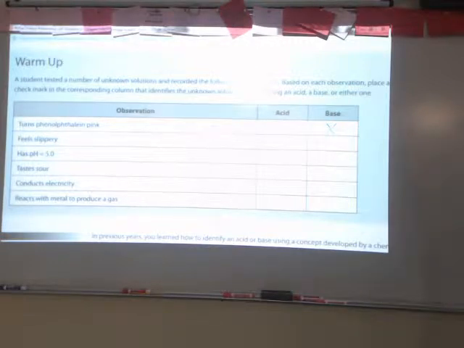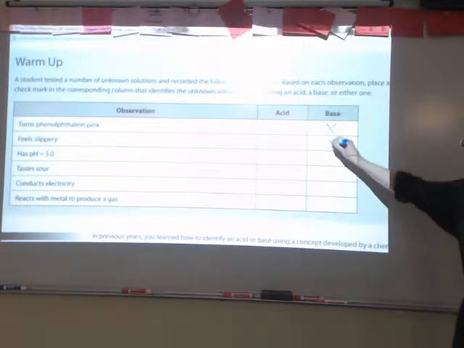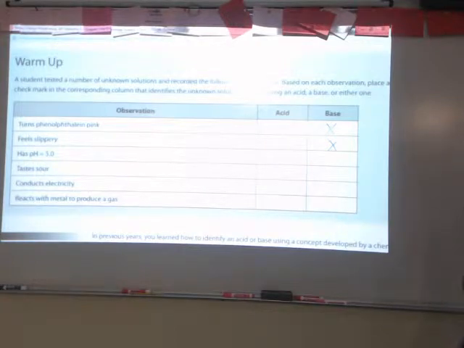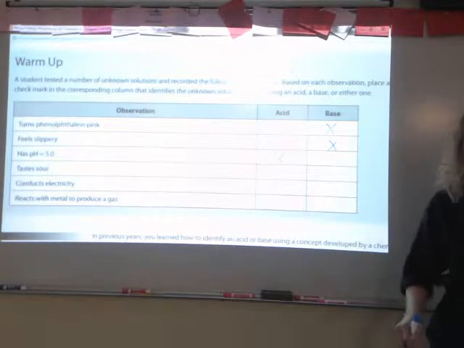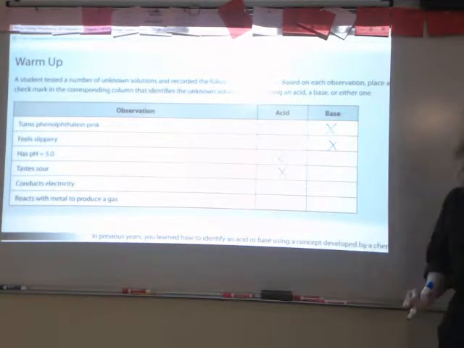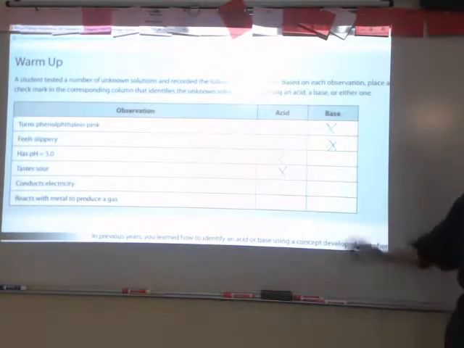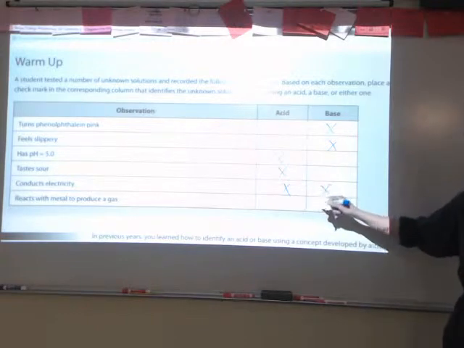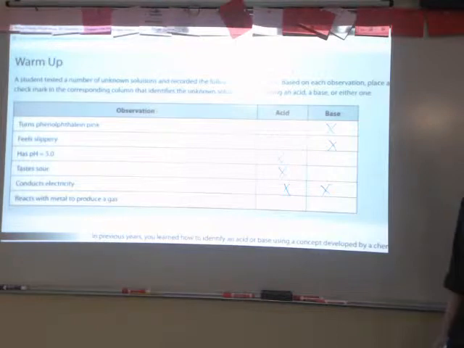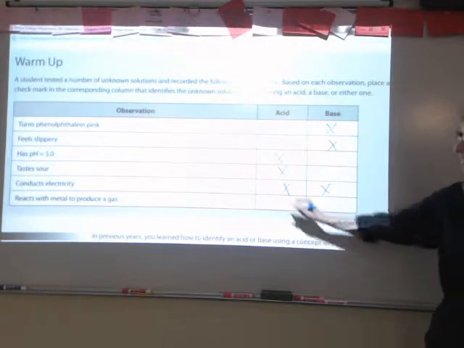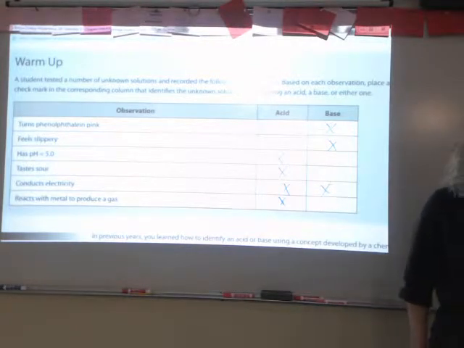Feels slippery. Base. Has a pH of 5. Acid. Tastes sour. Conducts electricity. Both. Yeah, because both of them have freely moving ions. Strong acids and strong bases are 100% ionized in solution. Reacts with metal to produce a gas. Acid. Acid.